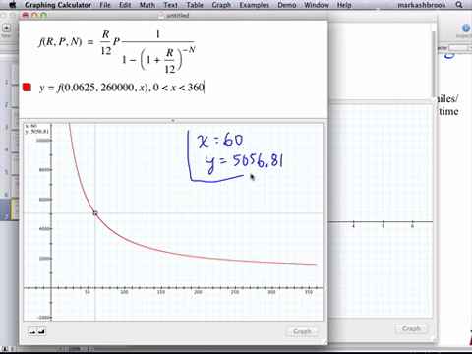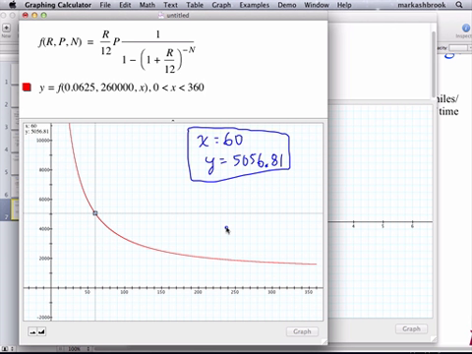What does that mean? So what is the meaning of that in this context? X equals 60, y equals 5056.81. With a 6.25% interest rate on a $260,000 loan, over 60 months, you're going to pay $5,056.81 per month, if you chose your loan to be a 60-month loan, right?